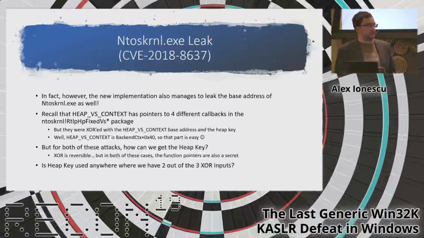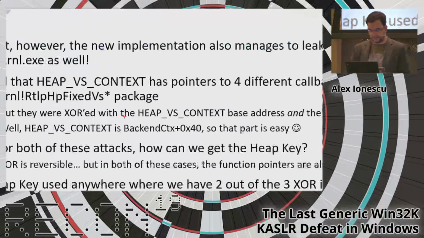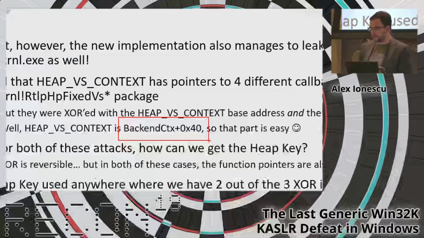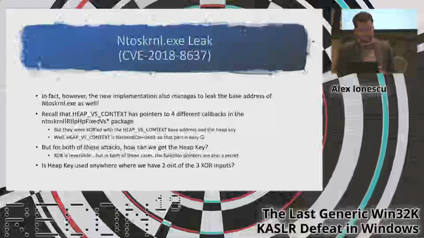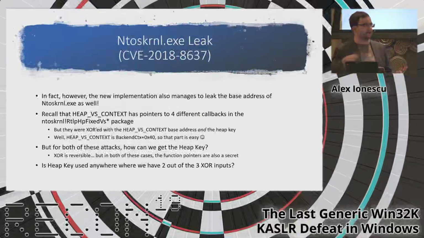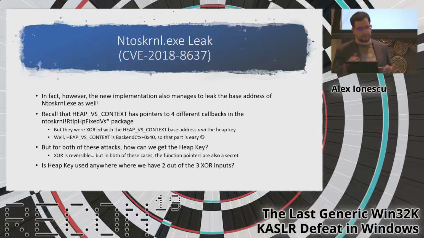So the problem is how to get that key, because we know how to get heap vs context, right? Heap vs context is backend context plus 40, so I know where the heap is itself. I know where the allocations within the heap are. I know what the input value and the output value is. XOR is obviously reversible, and so if you can XOR the output with the known secrets, you can get the key back. The problem is we usually have 3 inputs in the XOR, and so I can't get a heap key back unless I know all the inputs.